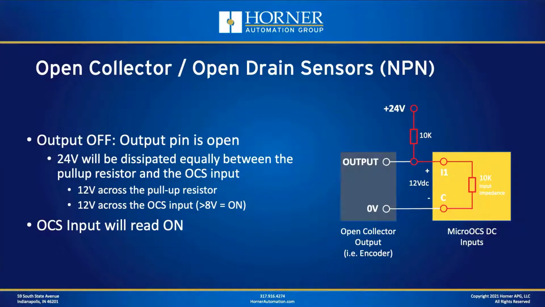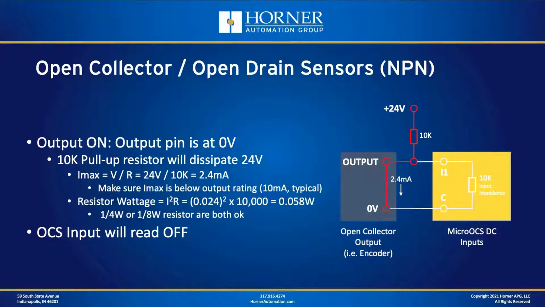Now let's see what happens when we switch that open collector output. When that device switches, there is a short, or a path, between the output pin and common, and so you can see, drawn in red, how the signal flows in that case.